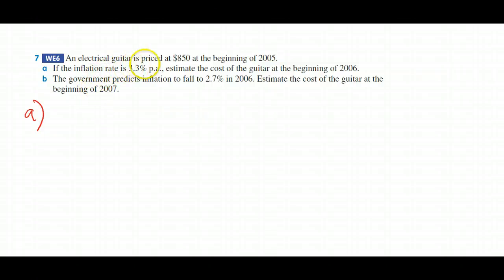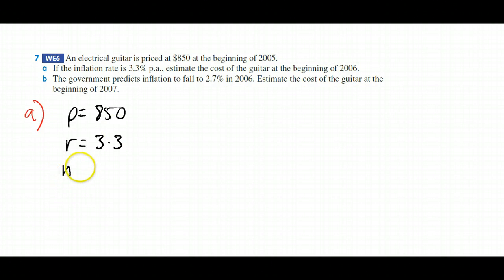Okay, in question 7, an electrical guitar is priced at $850 at the beginning of 2005. So straight away, I reckon the P is going to be 850. The inflation rate is 3.3% per annum, so R equals 3.3%. And we want to estimate the cost of the guitar at the beginning of 2006. So the period of time that's passed is 1 year. And since the inflation rate's 3.3% per annum, we haven't been told anything other than it's compounding once per year, so we're just going to assume once per year, so n equals 1. Let's put that into the calculator.